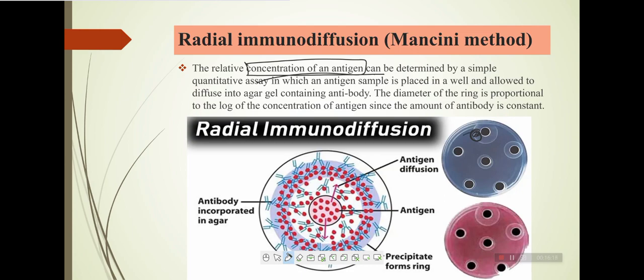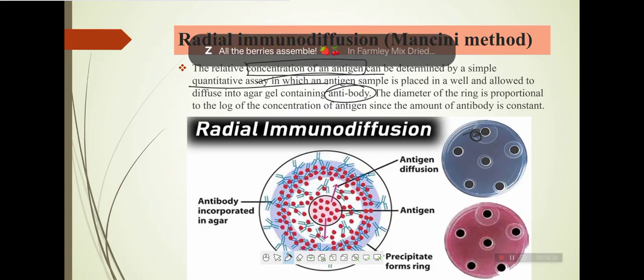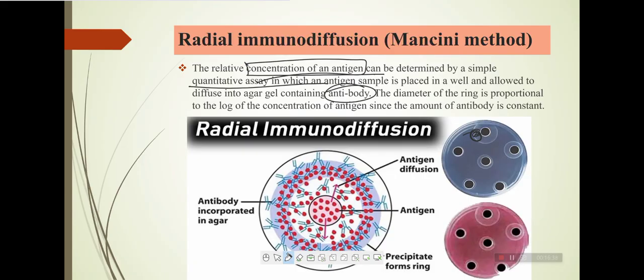The relative concentration of an antigen can be determined by a simple quantitative assay in which an antigen sample is placed in a well and allowed to diffuse into an agar gel containing antibody. The diameter of the ring is proportional to the log of the concentration of the antigen, since the amount of antibody is constant. See here, this is the agar plate. Why do we take an agar plate? Because in solid media we can easily determine the concentration of antigen.